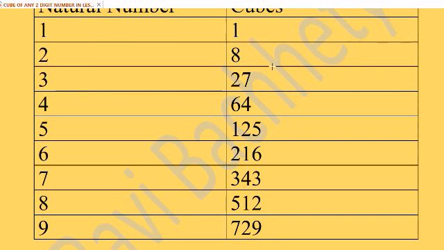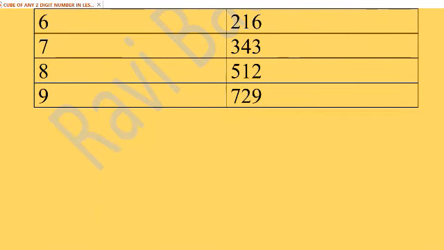1 cube is 1, 2 cube is 8, 3 cube 27, 4 cube 64, 5 cube 125. Majorly students learn up to this point. 6 cube 216, 7 cube is 343, 8 cube is 512, and 9 cube is 729. 9 nines are 81, 81 nines are 729. 8 square, 8 8s are 64, 64 8s are 512. Like this you can memorize. Okay, so first of all memorize these cubes.